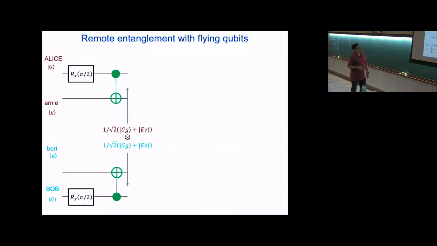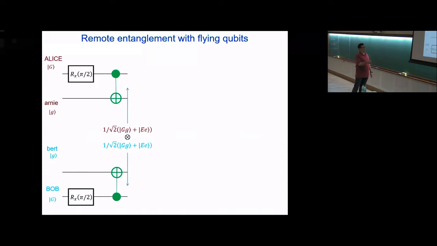Okay, so now the system's a little bit more complicated. We have 2 stationary transmon qubits. Let's call them Alice and Bob. And in this cartoon here, let's imagine we have 2 flying spins. So don't think physically, just think 2 flying 2-level systems. We'll call them Arnie and Bert.